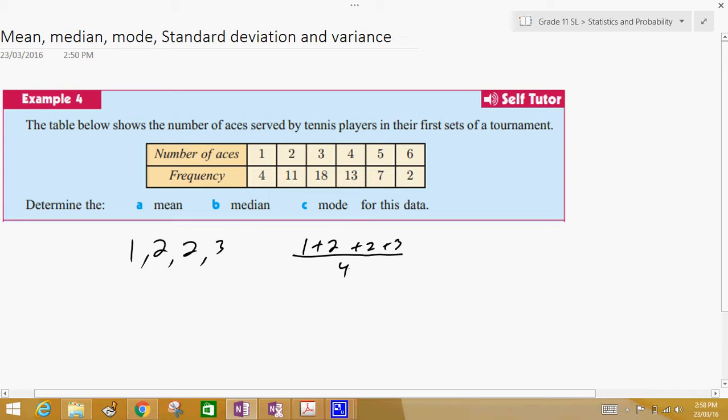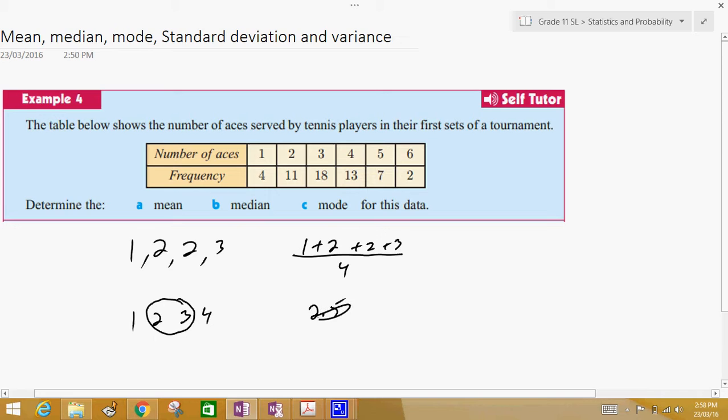The median is your middle number. So if you have the numbers 1, 2, 3, 4, or let's go 5, your middle number would be 3. So that would be your median. If you have an even number, for instance, 1, 2, 3, 4, then there is no middle number. So what you have to do is find the average of the two middle numbers. So 2 plus 3 is 5, divided by 2 is 2.5. So the median would be 2.5.